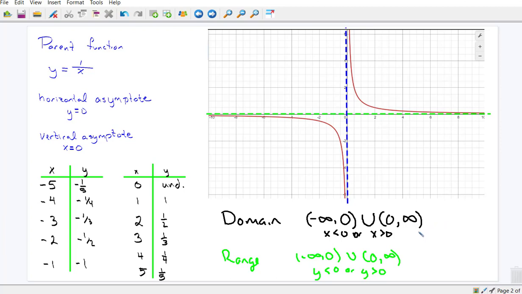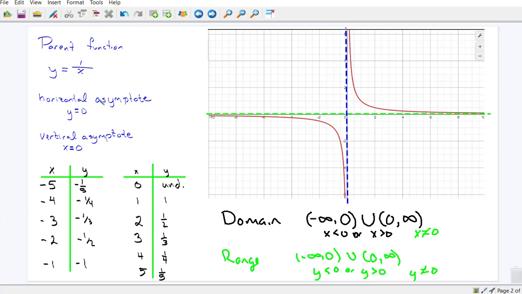Another way of writing this is x can't equal 0, y can't equal 0. So that's another way of writing the same idea if you're using inequality. So either one of those would be acceptable. If asked for interval notation, you have to use the one with the U. If asked for inequality form, the other one's the way you would go. And so this is the parent function.